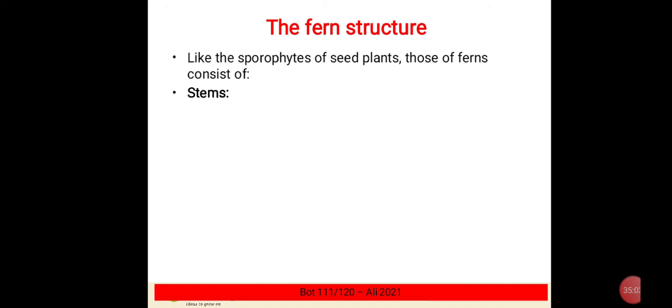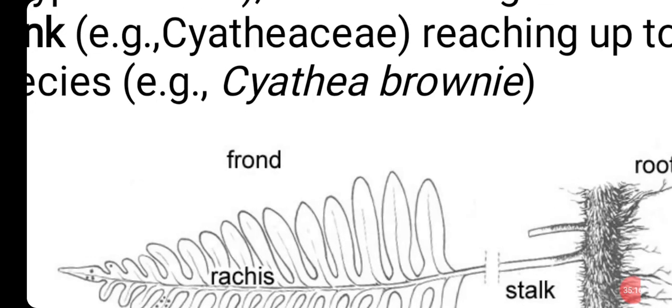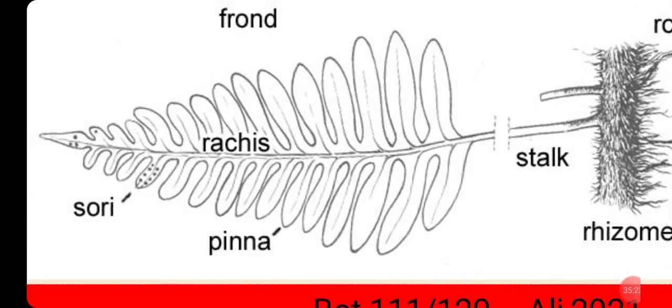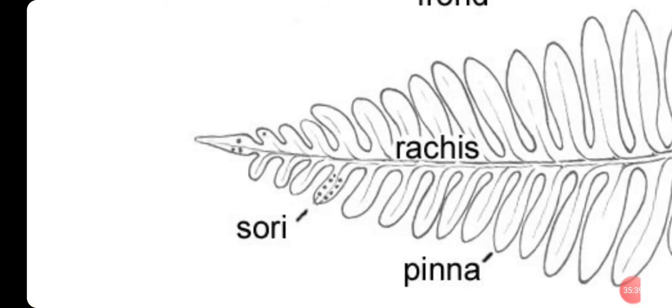Now, ferns, like the sporophytes of seed plants, consist of stems, rhizomes, stolon, trunk, and many others. These now are fern structure. Remember we have a leaf known as frond. Now, on top of the leaves, we have some seed-like structures known as sori. Sori is in plural, singular is sorus. You can see the sori on top of the plant, the seed-like structures on top of these leaflets. The leaflets, we call them pinna.